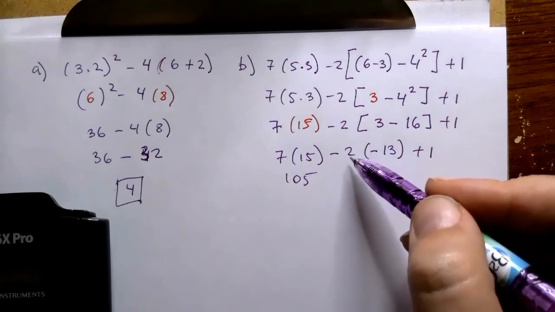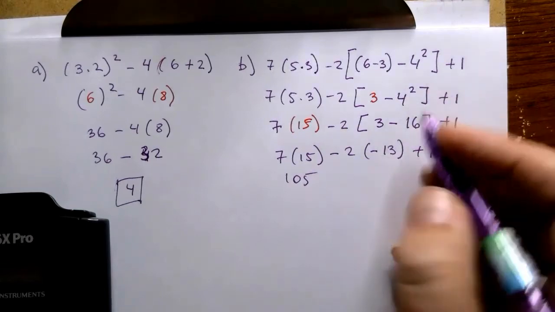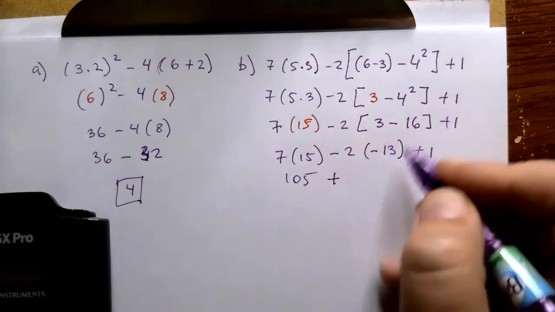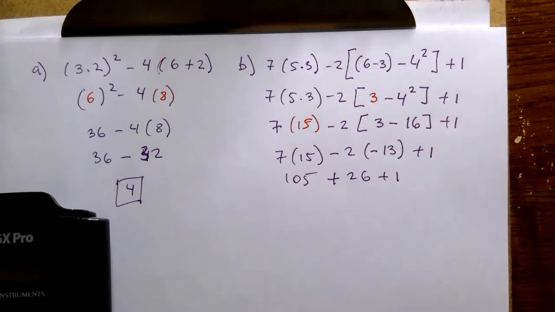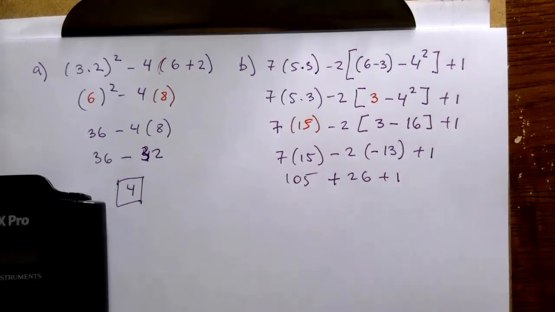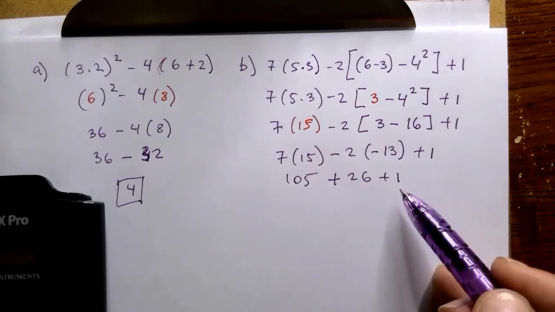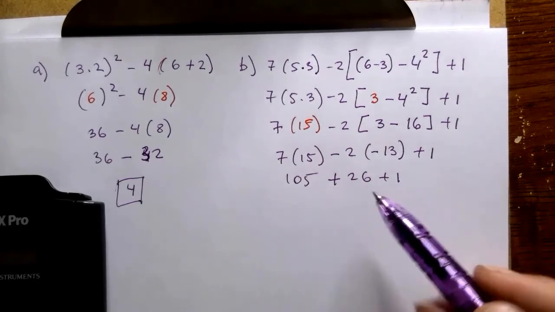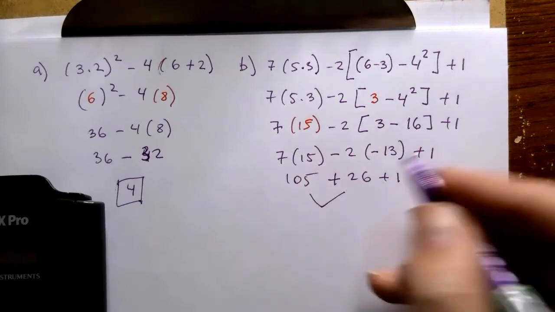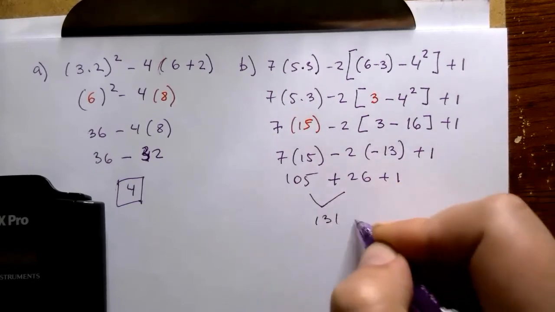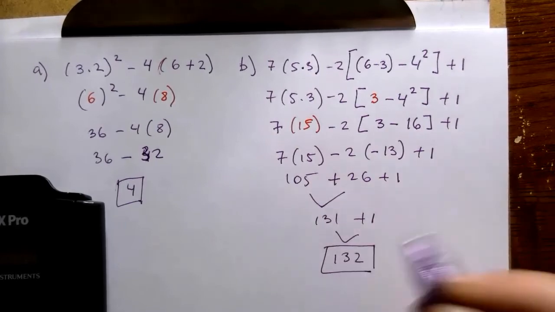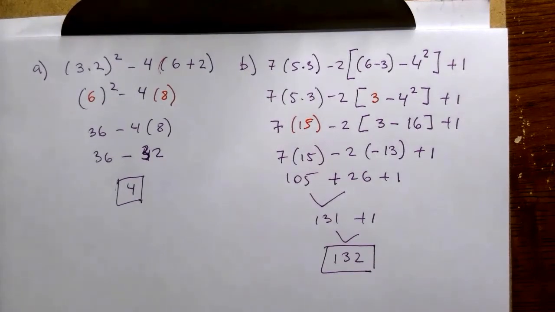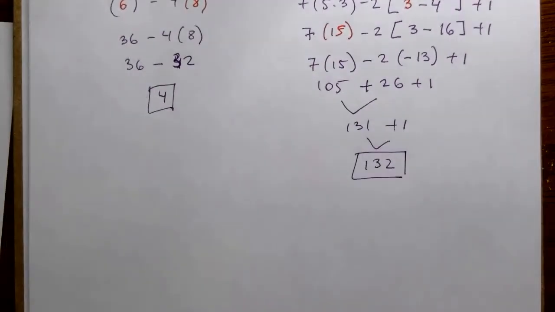Now we have a -2 and a -13, so that's going to become plus 26 and plus 1. And now I can do addition from left to right. So 105 and 26 is 131, plus 1, 132. And that's my answer. Now, I want you to try one on your own.